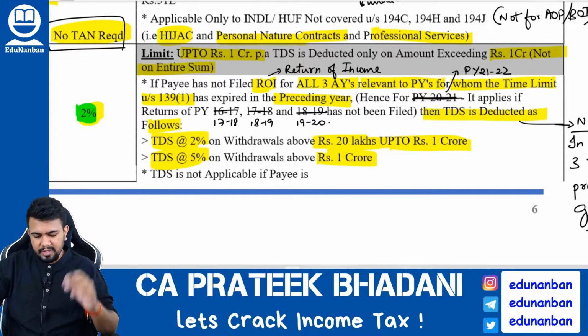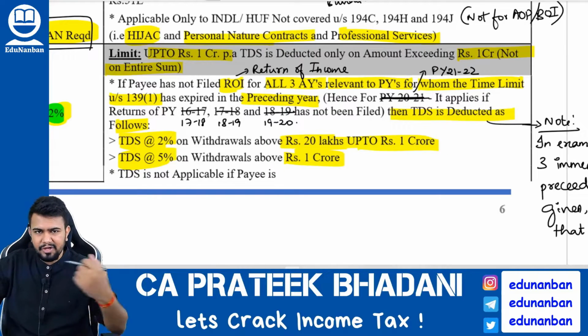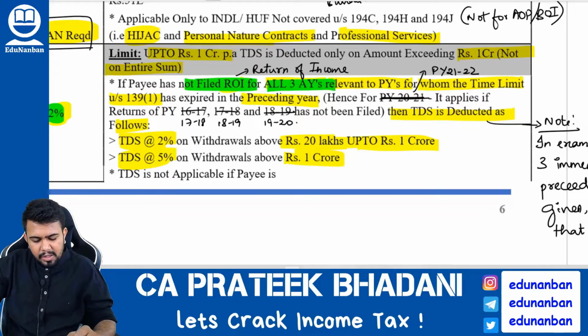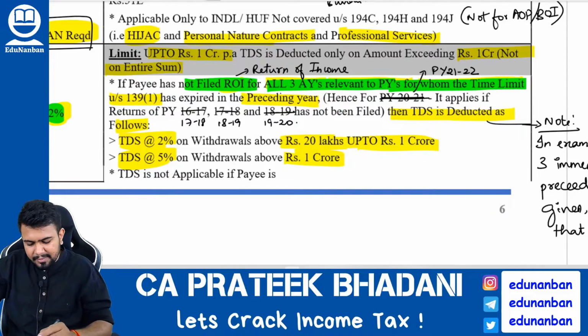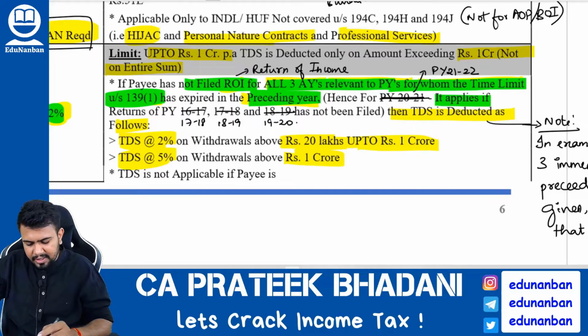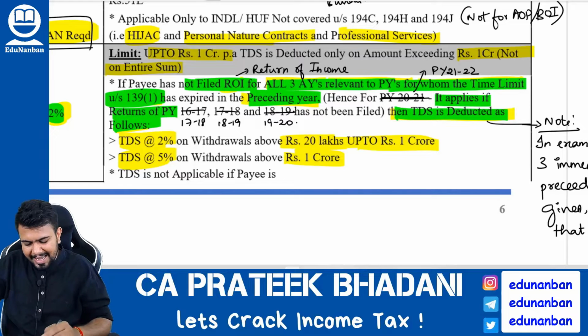Okay. Now one more special point, if certain conditions are satisfied, then there will be a different type of TDS. Okay, what are the conditions? If the payee, that is the person who is withdrawing the money, has not filed his return of income for all the 3 assessment years relevant to the previous years for which the time limit under section 139(1) has expired, then TDS should be deducted as follows.